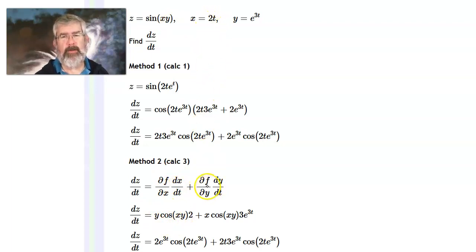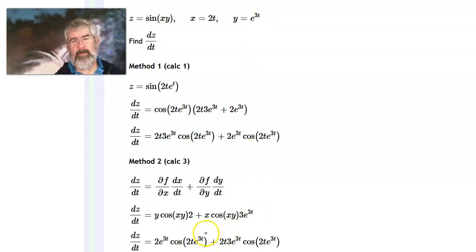And then the partial of f with respect to y is cosine xy times x. Again, right, we're taking the partial with respect to x. Sorry, with respect to y, x is constant. So that is the x cosine xy. And then dy dt is 3 e to the 3t here.